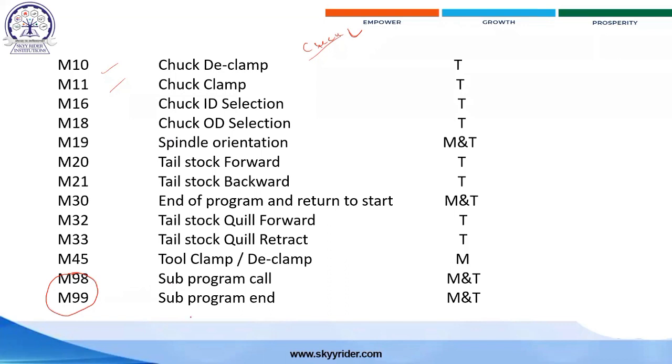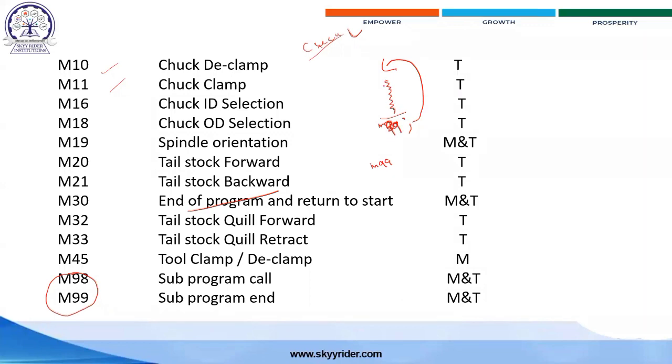What are M99 and M98? Okay, suppose you are writing some programs and you end at M30. M30 I have said is end the program and return to the start. At the last M30 will be used, and what happens then? This program will end, and again the cursor will go to the top to perform the same operations again. But instead of M30, we use M99.